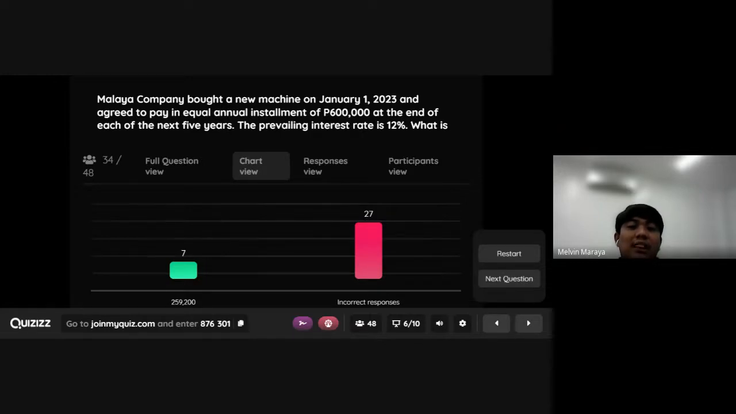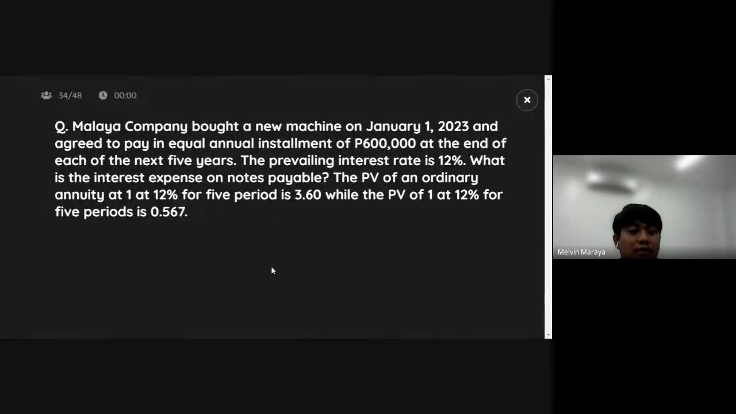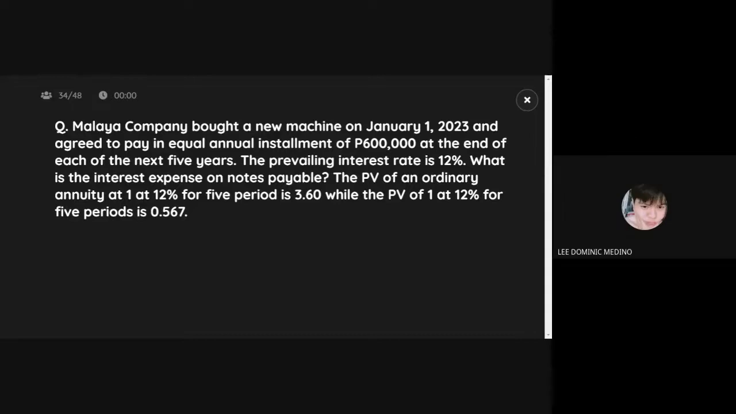Here, we are going to pay 600,000 at the end of each of the next 5 years. So we have 600,000 for 5 years na babayaran. Yung problema mo na lang ngayon is how are you going to present value that? Obviously, you will use the present value of an ordinary annuity at 12% for 5 periods, which is 3.6. 600,000 times 3.6, magkano po ba? 2,160,000.